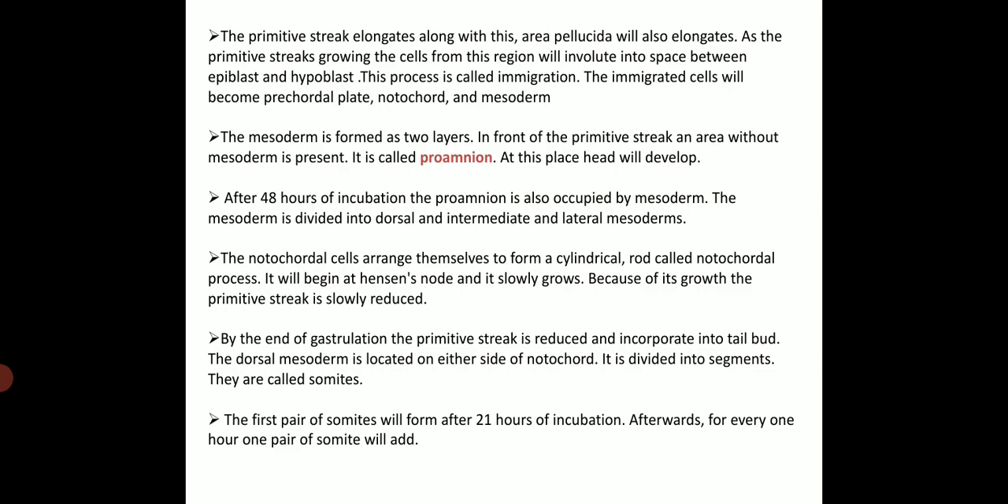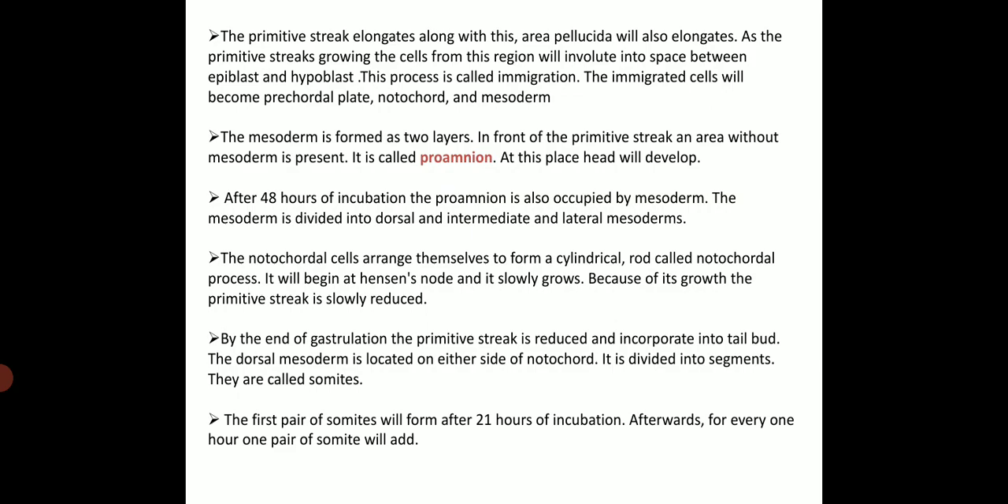Now the notochordal cells arrange themselves in the form of a cylindrical rod called the notochordal process. It begins at Hensen's node, or the primitive node, and starts to grow slowly. Because of its growth, the primitive streak is slowly reduced. At the end of gastrulation, the primitive streak is reduced and incorporated into the tail bud.